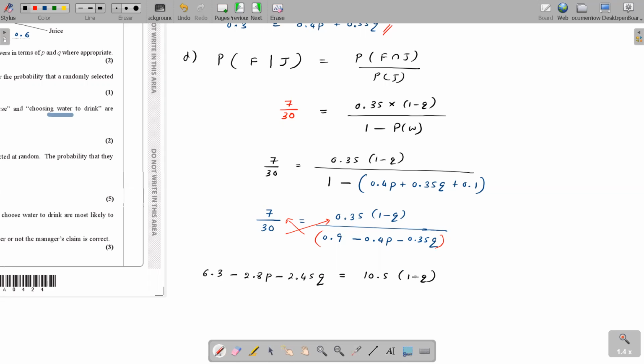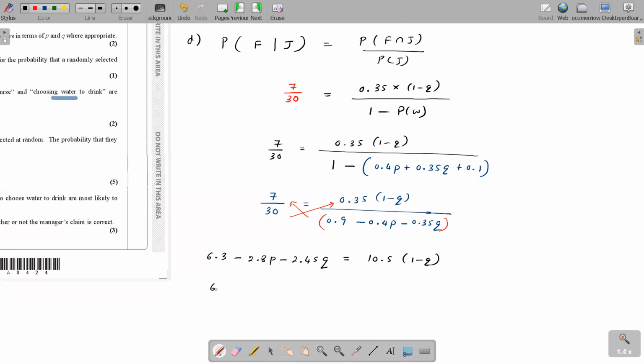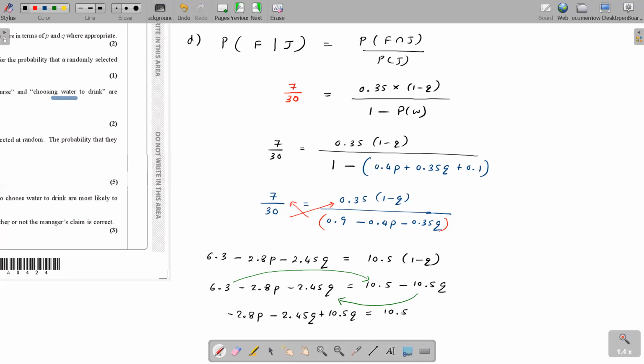10.5 bracket 1 minus q. I didn't open that bracket yet. So 6.3 minus 2.8p minus 2.45q. Open the bracket here, I get 10.5 minus 10.5q. So let me take the p's and q's to one side. Actually, what I'll do is I'll take the 6.3 there, and I'll take the 10.5 here. Is that okay? Minus 2.8p minus 2.45q plus 10.5q equals 10.5 minus 6.3.